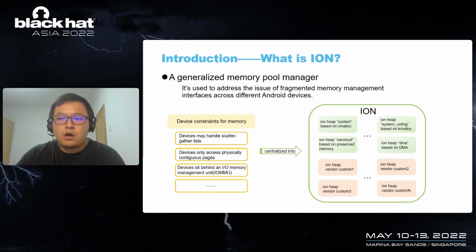Ion centralized all kinds of memory allocation needs. In Ion, there are many different memory pools. Each memory pool is called an Ion heap, and every Ion heap can be used to allocate a specific kind of memory buffer. For example, the Ion system heap is used to allocate memory buffers based on vmalloc. And also, vendors can use Ion interfaces to add their own custom Ion heap to allocate any special memory buffer they need.